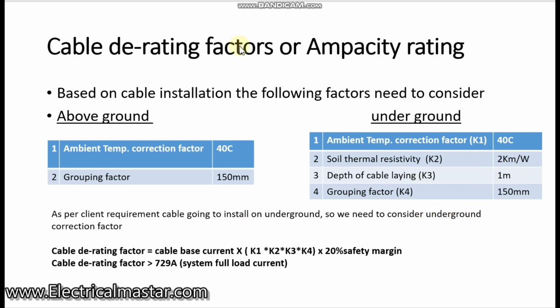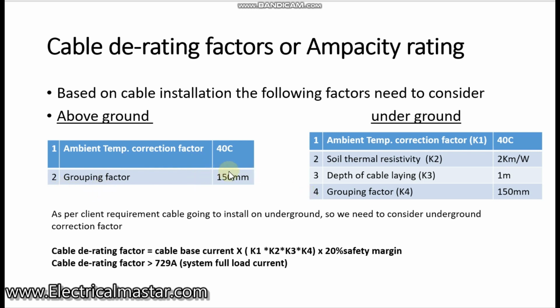Now we will check this ampacity rating. As per the IEC standard, there are two cases: above ground connection and underground connection. Here I am using only underground, but I will also explain what above ground is. Above ground means connecting the cable from the transformer to the switchgear through a cable tray or conduit. In that condition, you have to consider only two things: the ambient temperature and the grouping factor. Normally for above ground they consider 40 to 50 degrees as per the IEC standard.